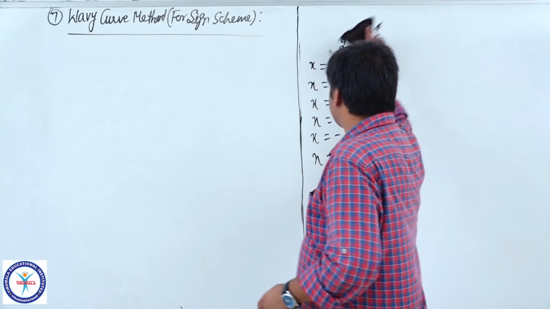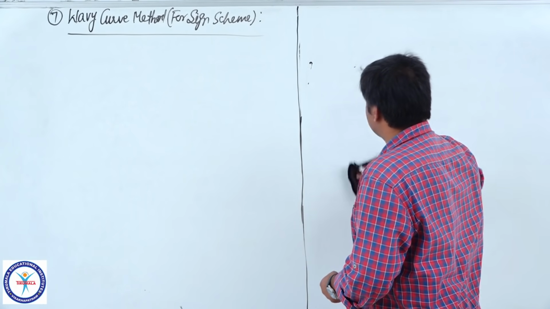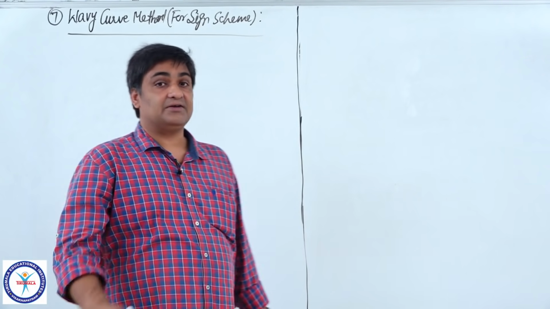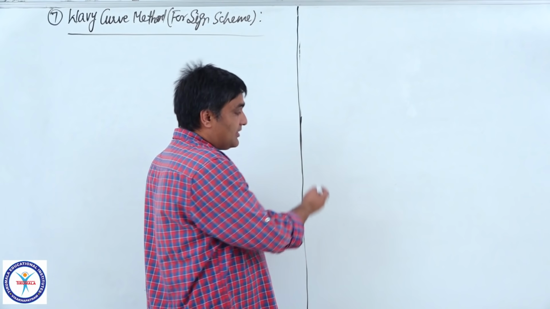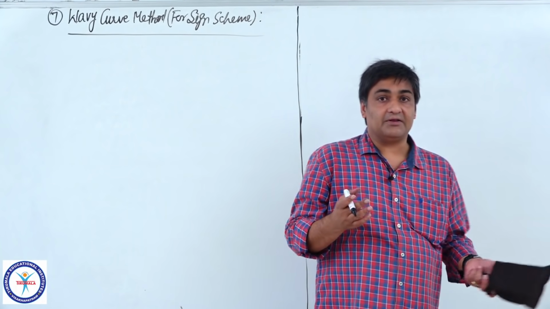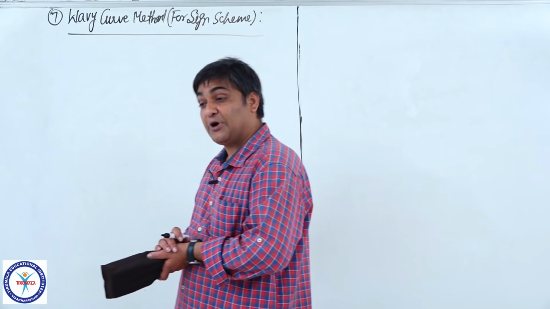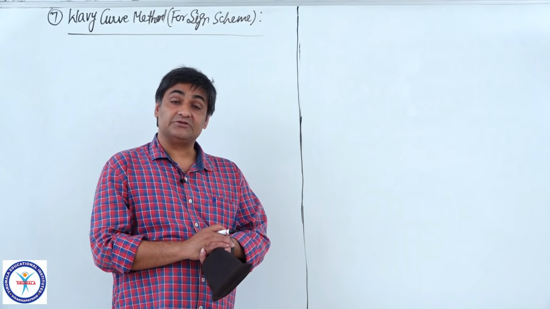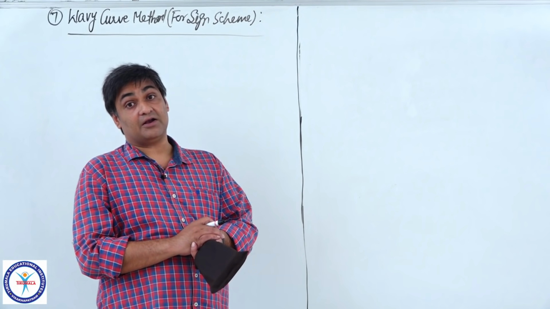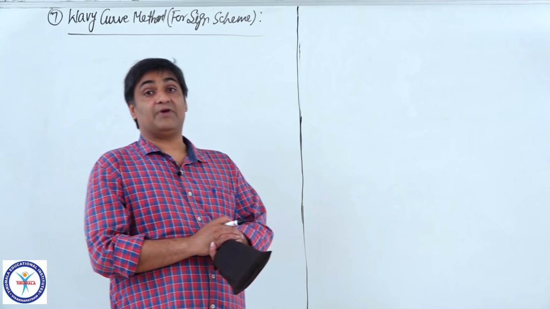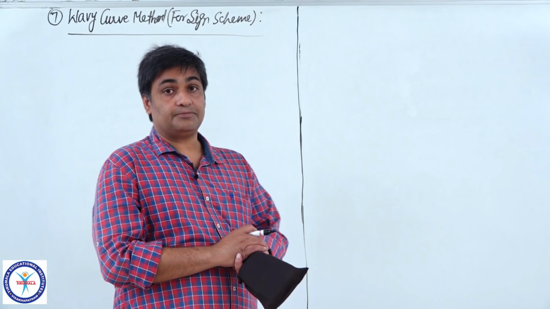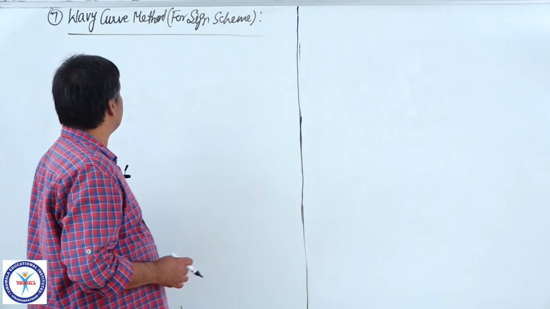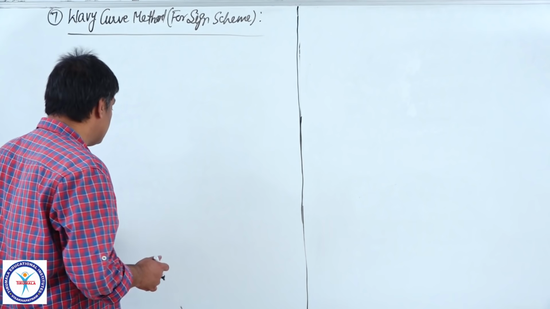Okay. So, there are 4 steps for deciding the sign of an expression. I have taken an example where the expression is linear, but that may not be the case always. You may face quadratic, cubic, or even higher degree expressions also. So, there is a general method called wavy curve method.